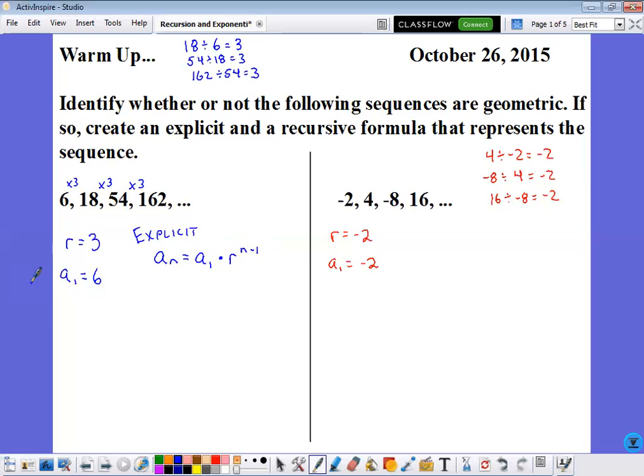And so in that case, we can go ahead and plug in the things that we know, our first term and our common ratio. So a sub n equals, our first term was 6, times our common ratio is 3, and we have that n-1 power. And we're finished for the explicit formula.